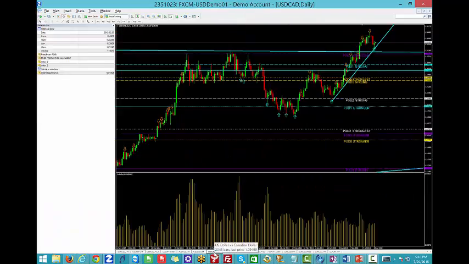Dollar CAD looks very good as well. We have a trend line on the daily chart that we're going to follow here, and that gives us a 1.2890 buy. So 1.2890 buy on the dollar CAD.